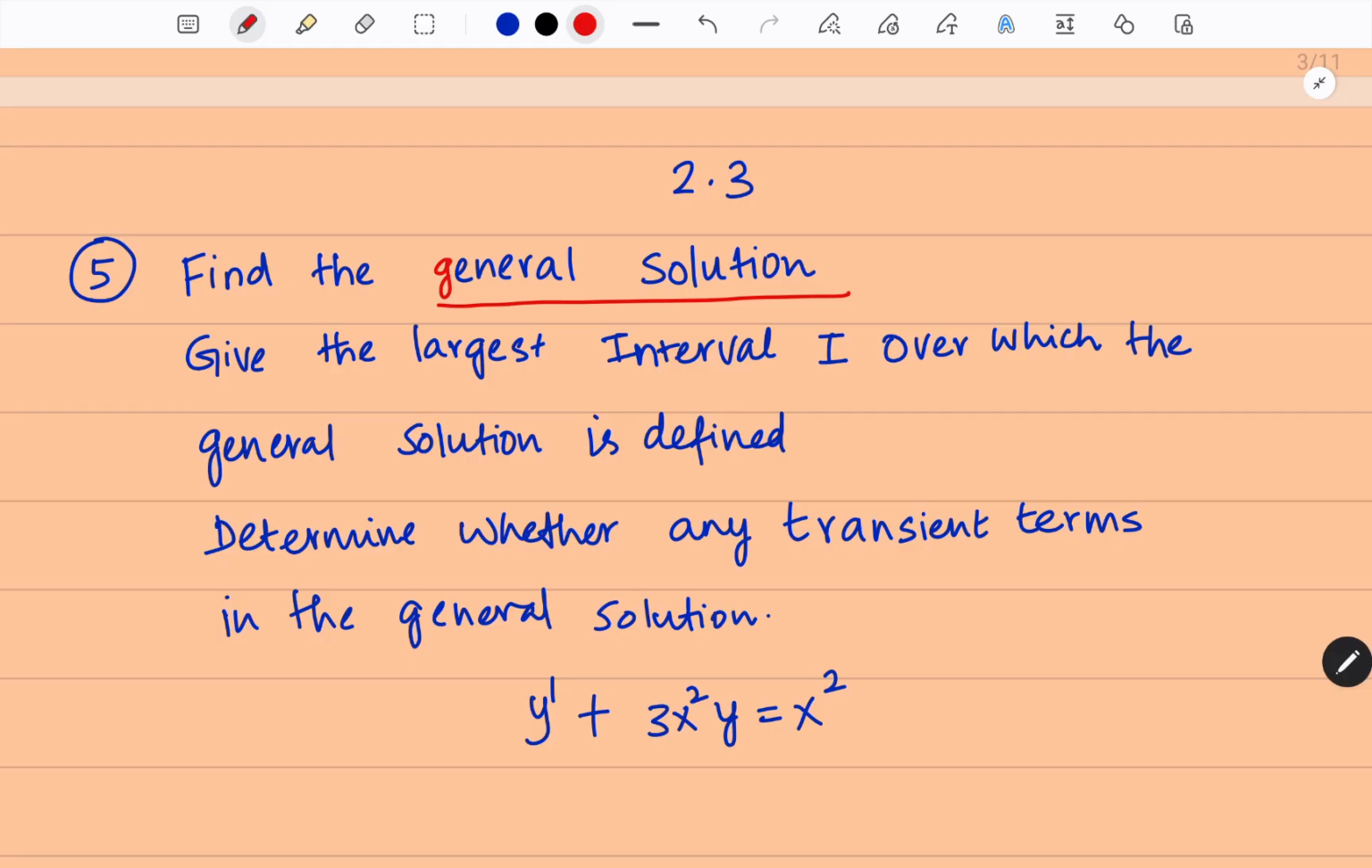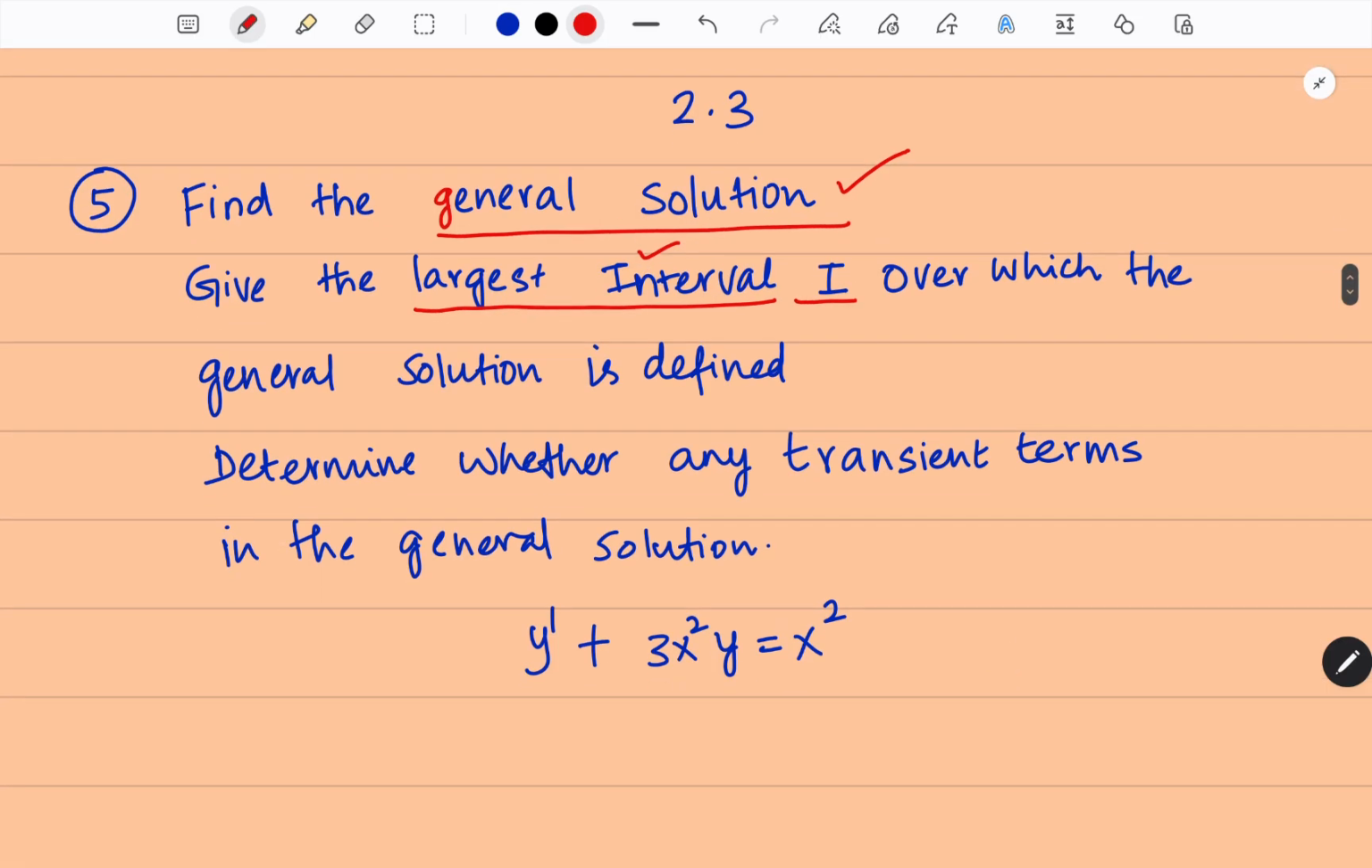The next thing: find the largest interval I over which the general solution is defined. So after you get this general solution, based on that solution, you are going to define this largest interval. And determine whether any transient terms are there in the general solution.